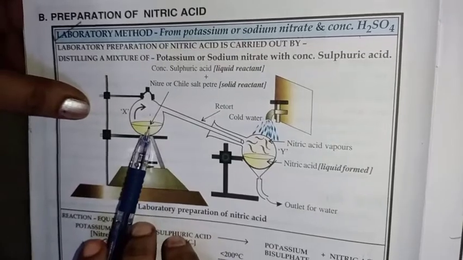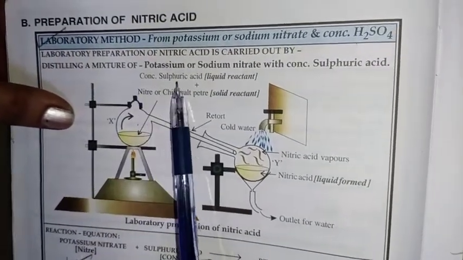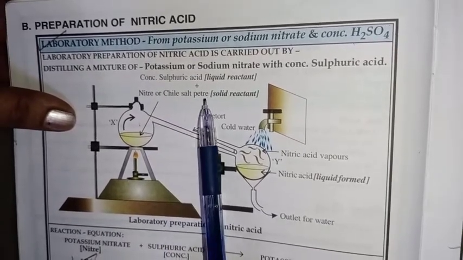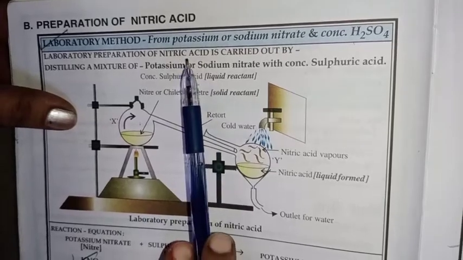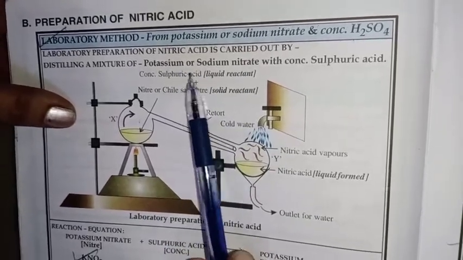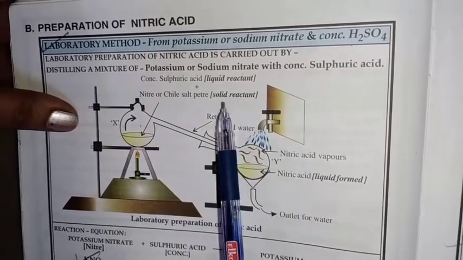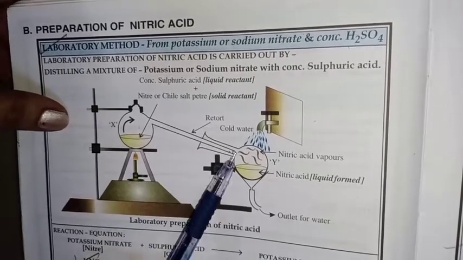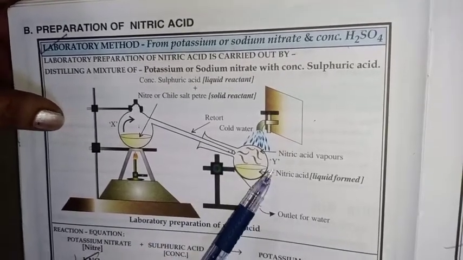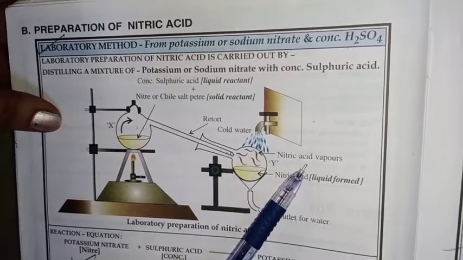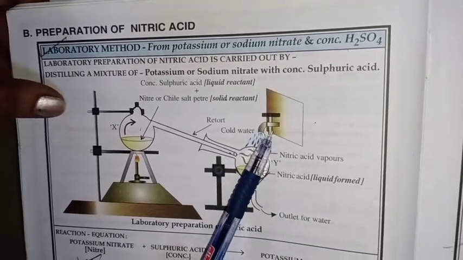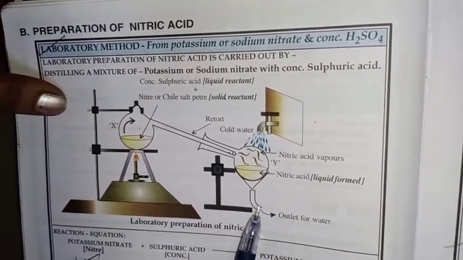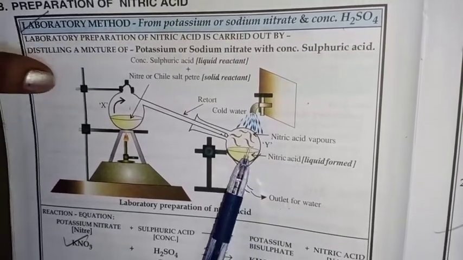In this retort, we are going to take the reactants. Our reactant is concentrated sulfuric acid along with niter or chile saltpeter. Niter is your potassium nitrate, and chile saltpeter is your sodium nitrate, children. So you can take any one of the reactants. This retort has a long neck and it is attached to a receiver. In this receiver, the nitric acid which is prepared will be collected. Here there is a tap connection also given, that we will see why it is given, and there is an outlet for the water given here. So in this we are going to collect nitric acid.